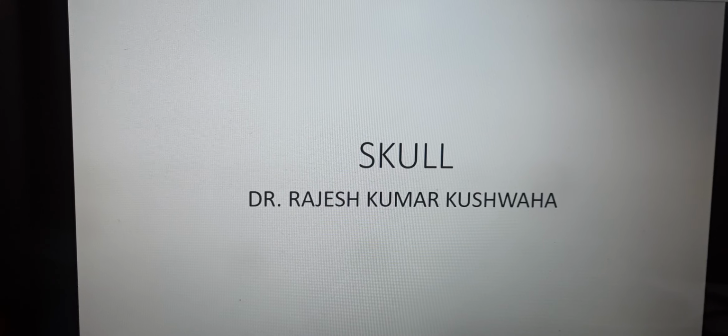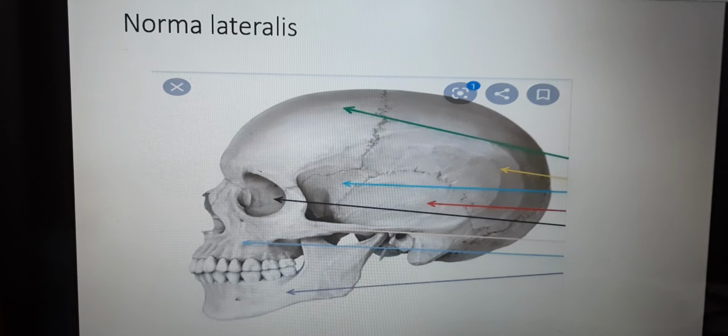So today we will start with the skull. So you are seeing here Norma lateralis. Norma lateralis means you are viewing the skull from its lateral aspect. So first we see what are the bones you see from the lateral aspect.